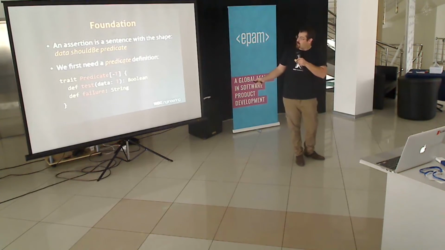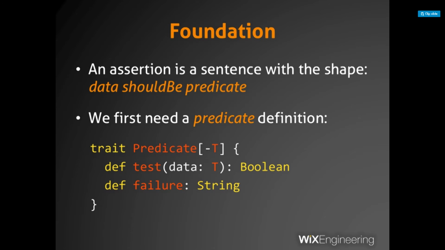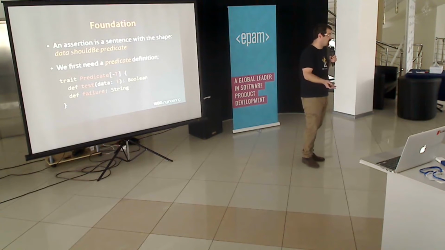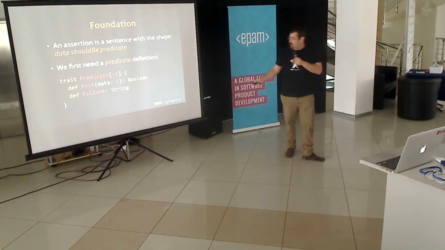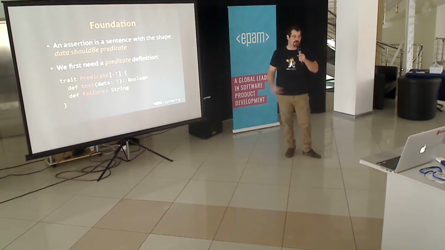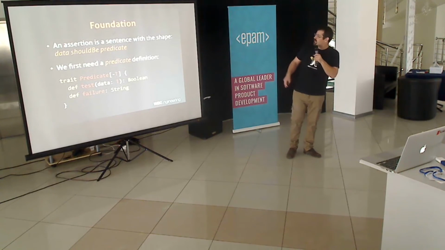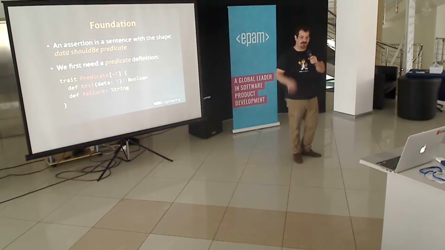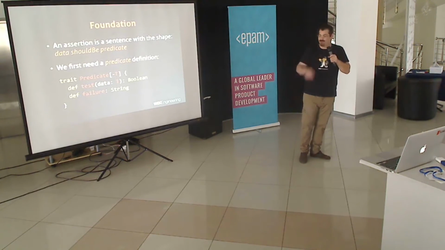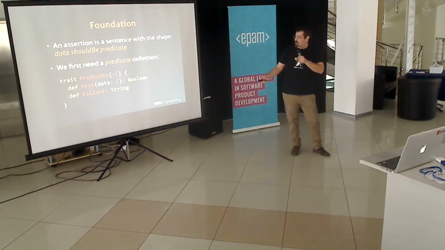So the first thing we need is some sort of definition of what a predicate is. We make it into a trait. I hope this is readable from the back. I'm sorry, I had hoped for a slightly more contrasty projection. So I'll just read it off for you.